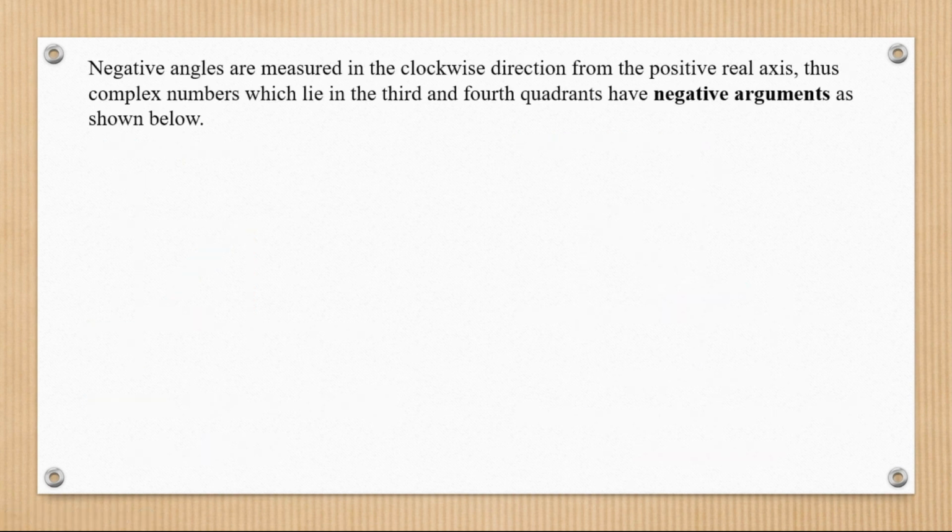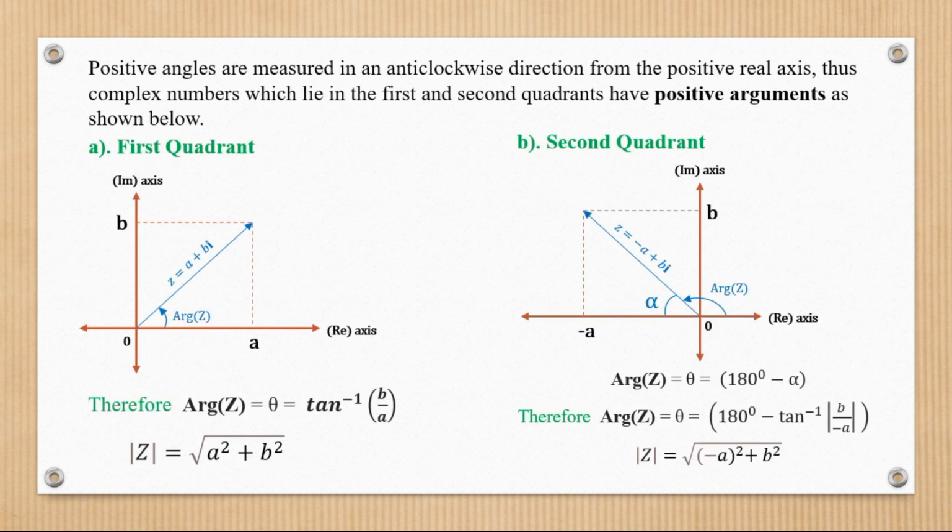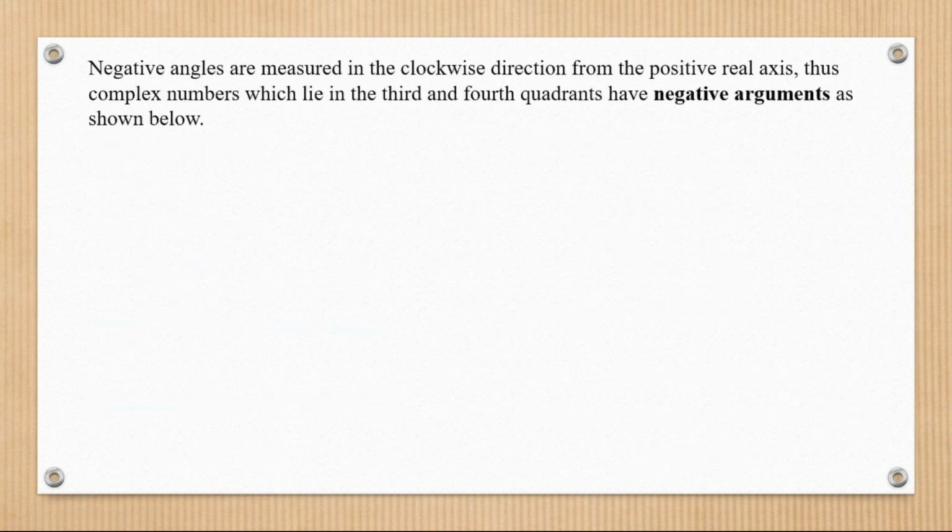Alright, so now the reason we cannot go past this is because we've made a rule that we cannot go past 180. So the biggest value we can get is 180. So now the only other option is when we're dealing with the third and fourth quadrants, where we'll be doing clockwise rotations for the other side. Alright, so negative angles are measured in the clockwise direction from the positive real axis. Thus, complex numbers which lie in the third and fourth quadrants have negative arguments as shown below.